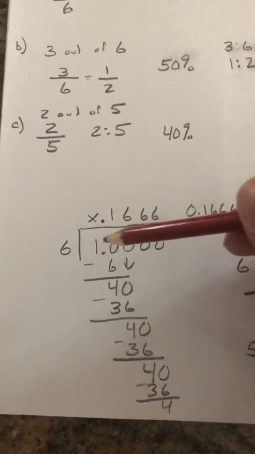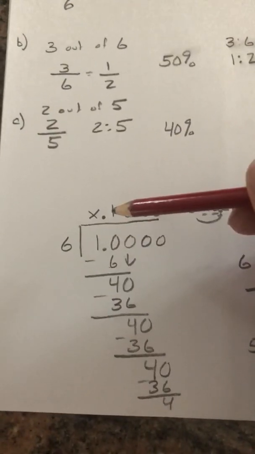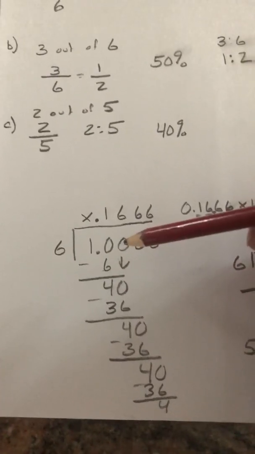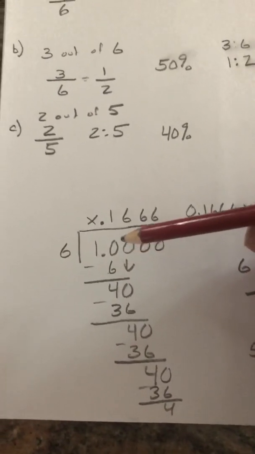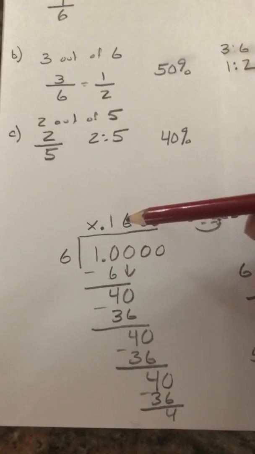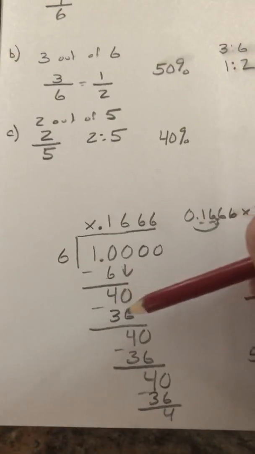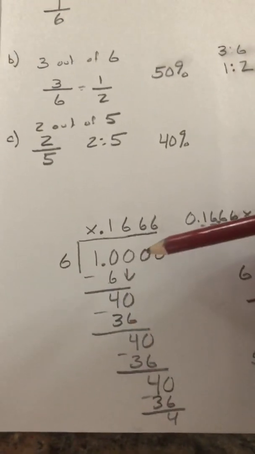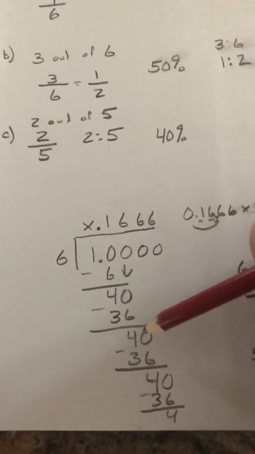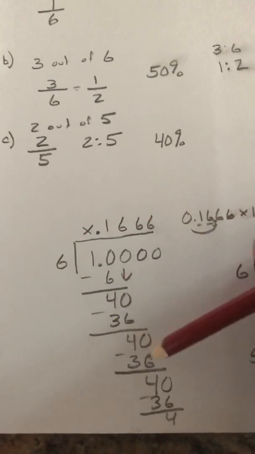So what I'm going to do is add a 0. So now I have 10. I can make one group of 6. I'm going to subtract 6. I'm going to end up with 4. I'm going to add another 0. Bring down the 0, that's 40. I can make 6 groups of 6. So 6 times 6 is 36. 40 minus 36 is 4. I annex another 0. I'm going to bring that down. That's going to be 40 again. How many groups can I make? I can make 6 groups of 6. 6 times 6 is 36.